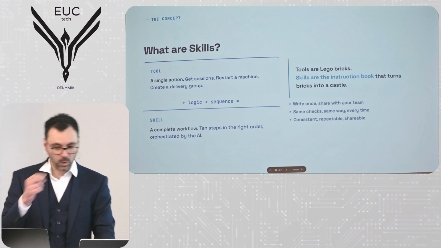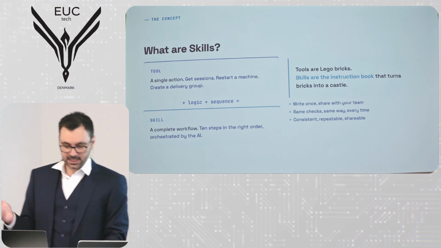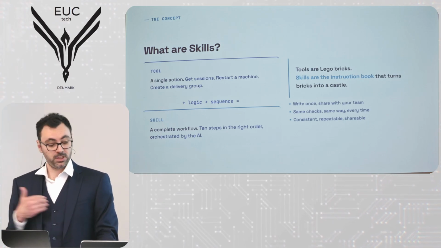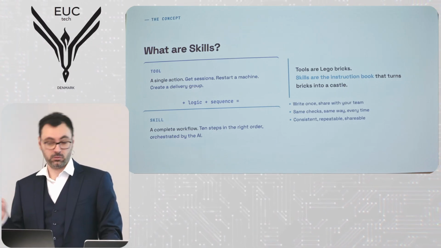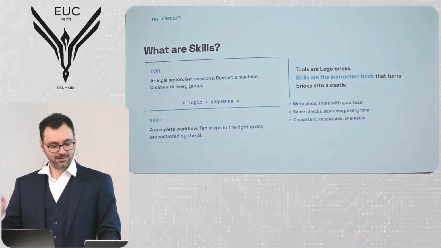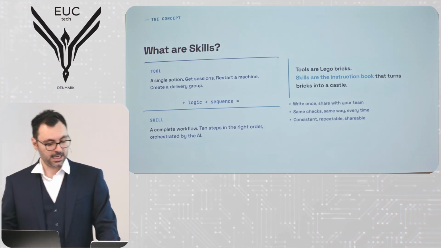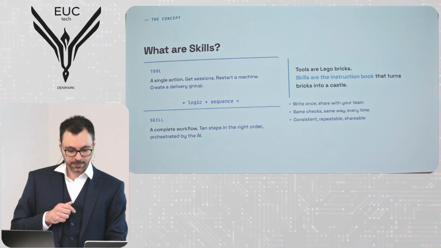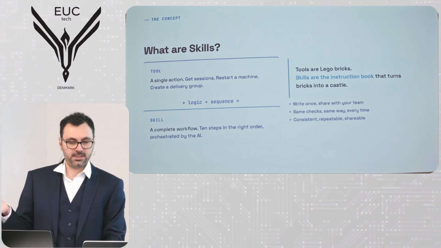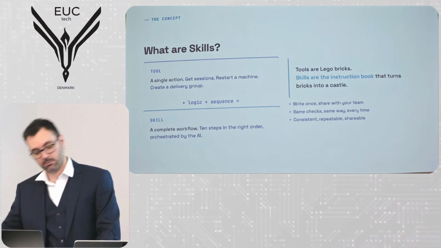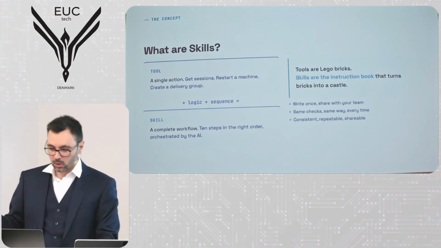So, what are skills? Skills are what take MCP from useful for me to indispensable. A tool is a single action. Get the session, restore the machine. The skill is a complete workflow. It's a sequence of tools with the logic, designed for specific tasks. Build a use case is not just one task. It's multiple steps: account identity, the profile scheme, machine catalog, delivery group, access policy. The skill knows all that knowledge.